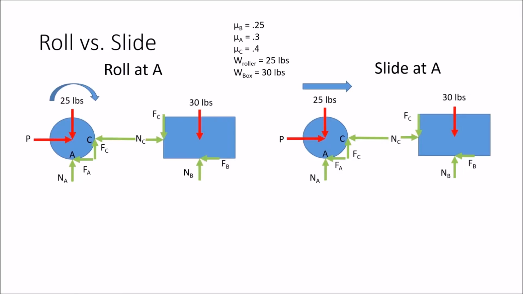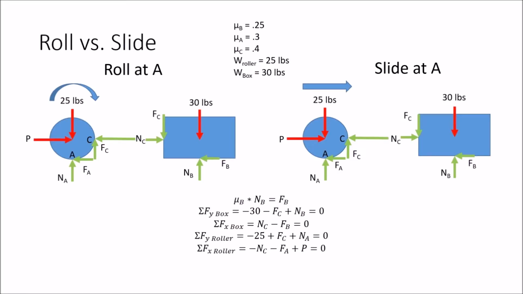Now we can go ahead and set up our equations for equilibrium that are applicable to both free body diagrams. First, since we know that it is sliding at the box, we can assume that friction at the box is equal to the normal force times its static coefficient, mu. Then we sum forces about our box. Then we sum forces around our roller.